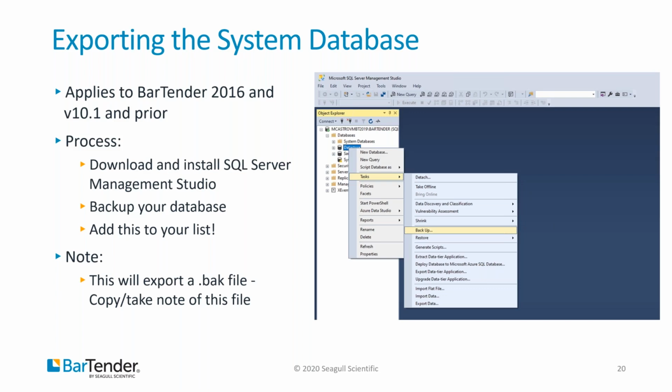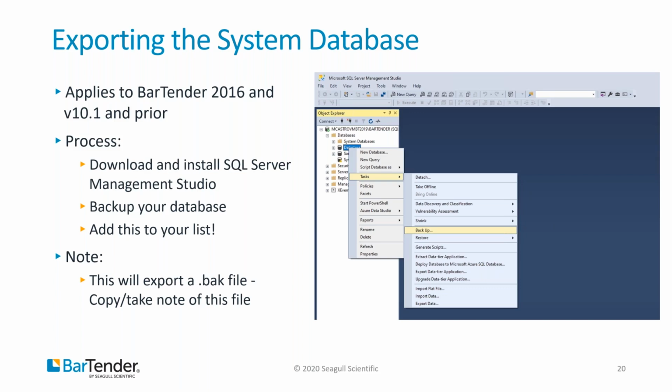Now, if you're using a central SQL Server hosted on a non-BarTender PC, a tip, and something that we commonly do, is you can just duplicate the system database there and connect to the duplicate from BarTender 2021, leaving your original intact.